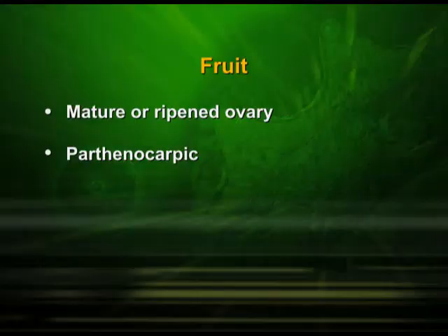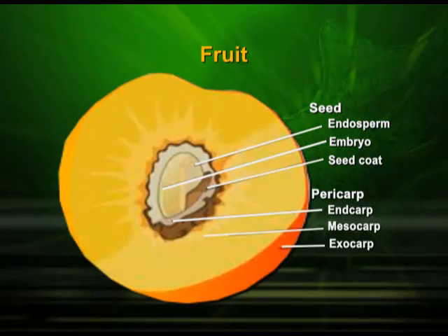When a fruit develops without fertilization of the ovary, it is called a parthenocarpic fruit. A fruit generally has three different parts. The outer wall is known as the pericarp, the inner one is known as the endocarp, and in between there is a layer, the mesocarp. For example, in mango, the fleshy pulp which we eat is the mesocarp.